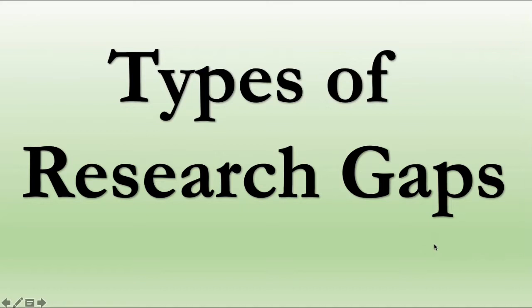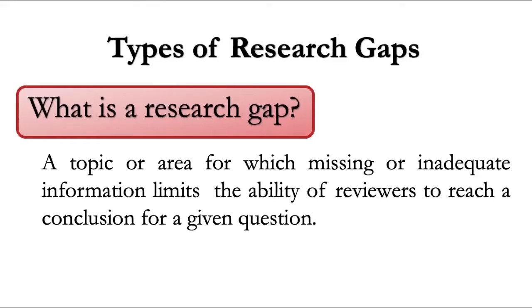Hello everyone, in this video, we are going to learn what are the types of research gaps. But before we discuss the types of research gaps, let us first define what a research gap is. A research gap is a topic or area for which missing or inadequate information limits the ability of reviewers to reach a conclusion for a given question.